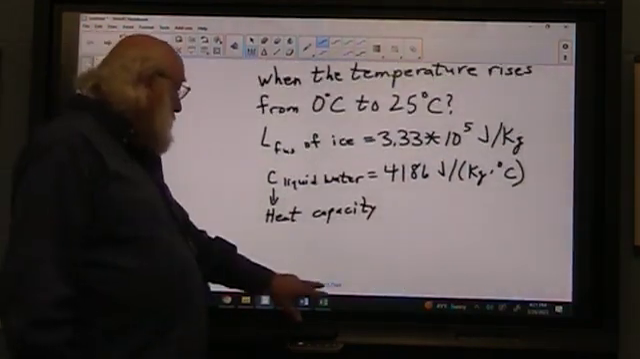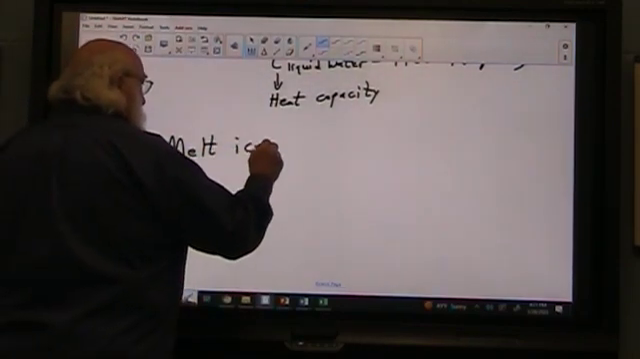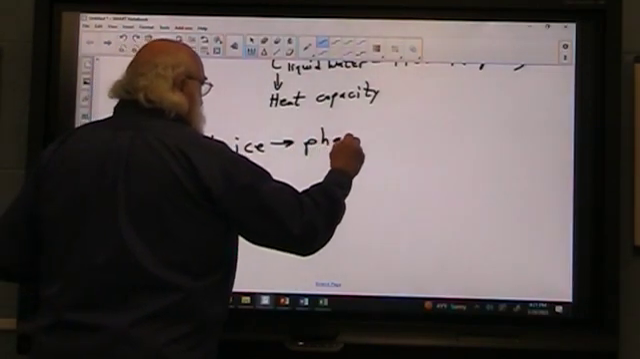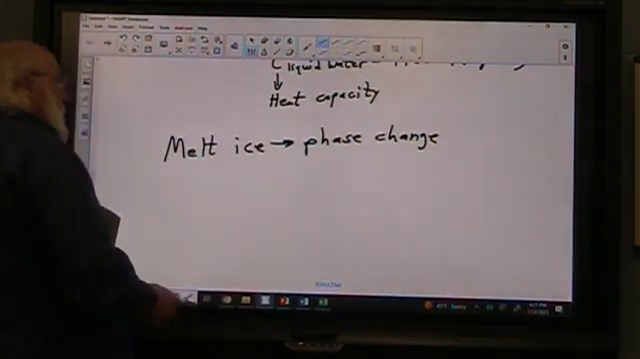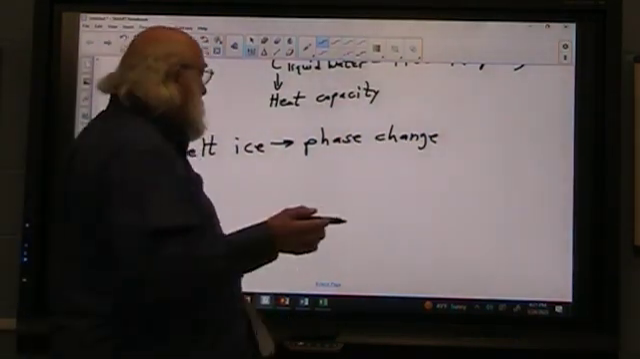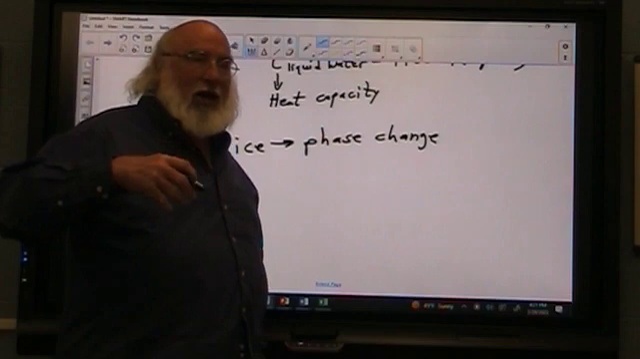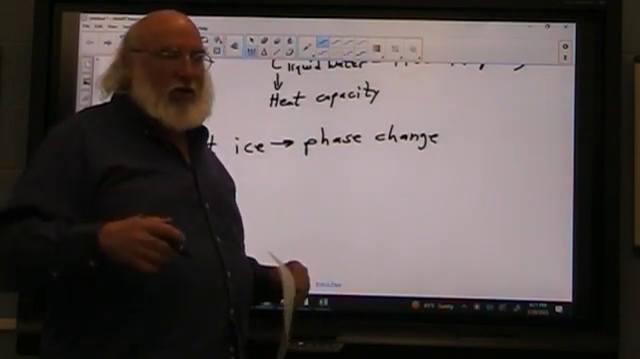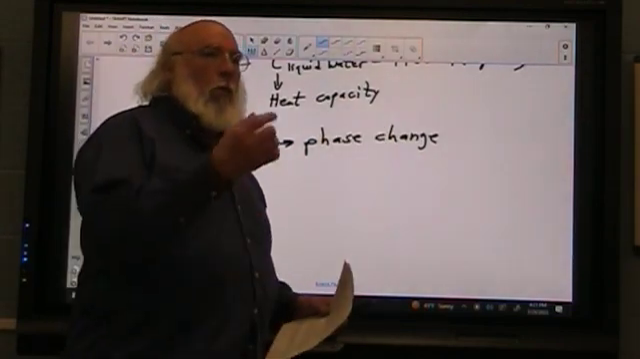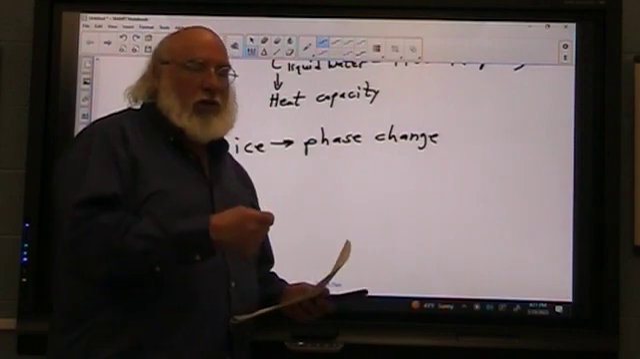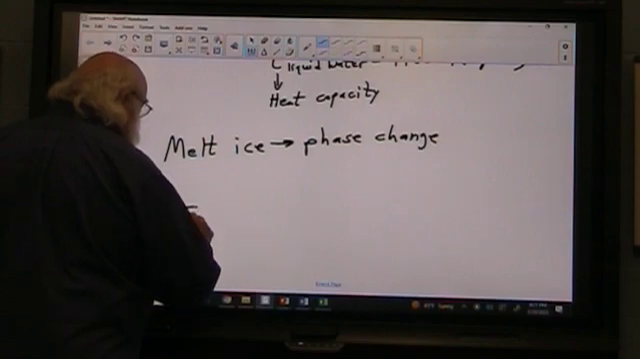The 2 things we have to do is melt the ice, and that's going to be a phase change. We're going to change the ice into liquid water. Now, in order for that to take place, we are not going to change the temperature of the water. The water is going to stay the same as the ice, which is 0 degrees Celsius. Then it's going to get heated up after that. Now, not all of it's going to melt at once, but once it starts melting, then the heat change starts to take place for that temperature change.